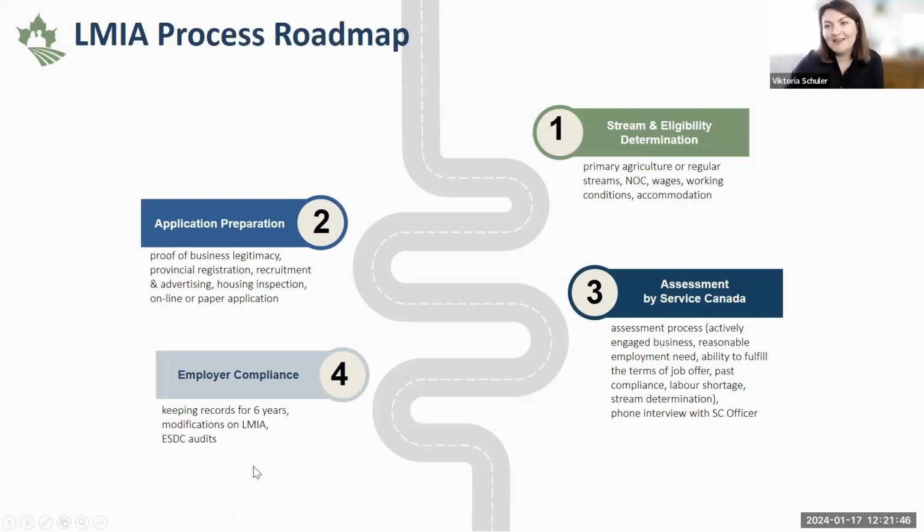And the last step is, yes, you got your LMIA, that's great, but depending on where your temporary foreign worker is from, you may need to wait for a while before they can come over, because the processing times outside of Canada vary. And once the temporary foreign worker is here, there is employer compliance. That's when you need to follow everything that you stated in your application and keep records for 6 years. If there are any changes, modify your LMIA, review the temporary foreign worker wages, as we discussed earlier, and also be prepared for ESDC audits that may happen for various reasons.